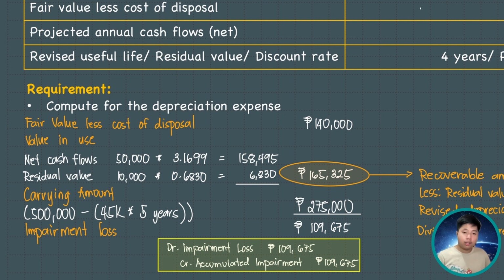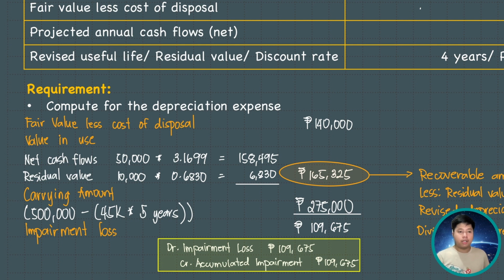The total of value in use is 165,325 pesos. We will compare it to the fair value less cost of disposal, 140,000 pesos. Since the value in use is higher than the fair market value less cost of disposal, we will use the 165,325 as our recoverable amount.